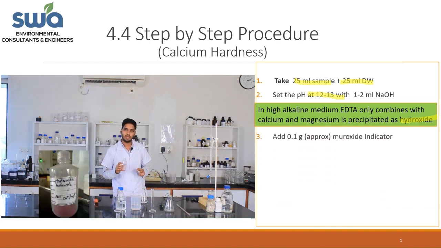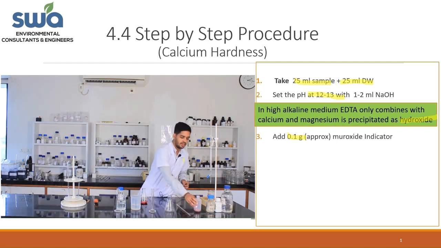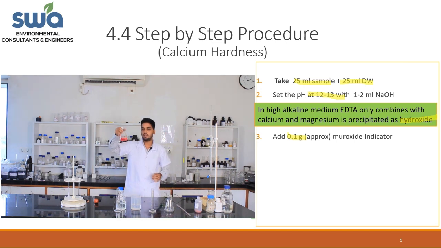If you have powder form, add a pinch of it, approximately 0.1 to 0.2 grams, and if you have liquid, then add 1-2 drops of it. The color will change to pink after adding murexide indicator. Okay, so the pink color is visible right now. You can see the sharp pink color.